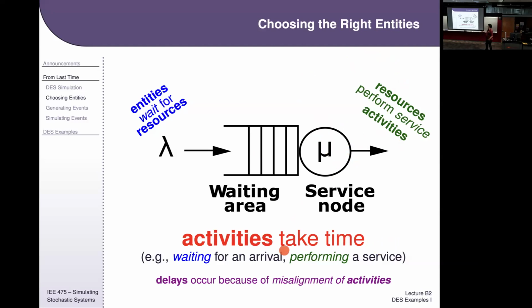So waiting for another arrival, if there's nobody in line, that's an activity. And then performing the service will take a certain amount of time. So that's an activity. Delays occur because of misalignment of activities. So if it takes you 10 minutes to do a service, but you only wait 1 minute on average between every entity, then that means that entities are going to have to wait because they just don't line things up just right.